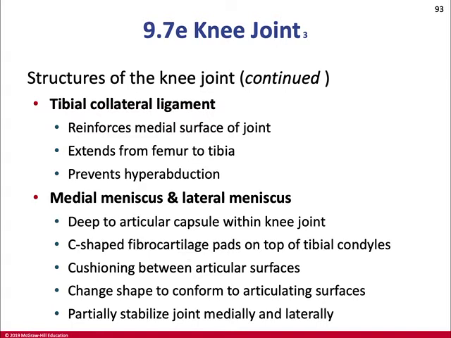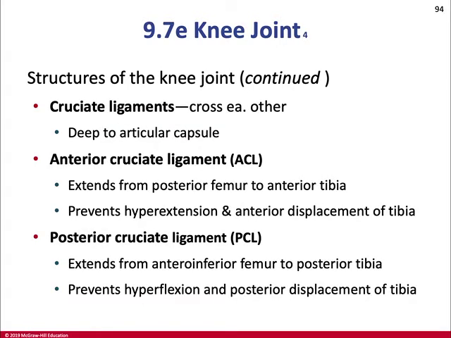So again, the idea here is you don't want your knee swinging from side to side, right? You only want it bending or extending. You either want to be able to kick or you want to be able to bend your knee. And the collaterals keep that from happening. The medial and lateral meniscus, again, fibrocartilage discs that improve the fit between the two surfaces and stabilize the joint medially and laterally. And then we talked about the cruciate ligaments, which are inside the capsule and keep the knee from sliding back and forth. Very important as well.